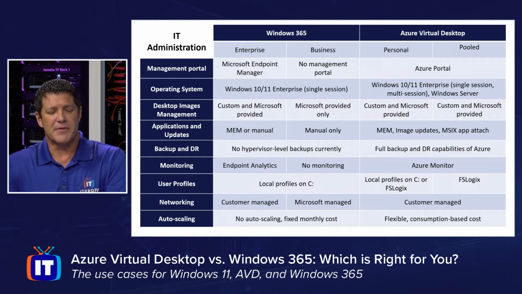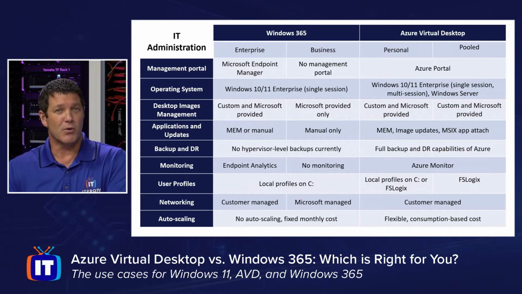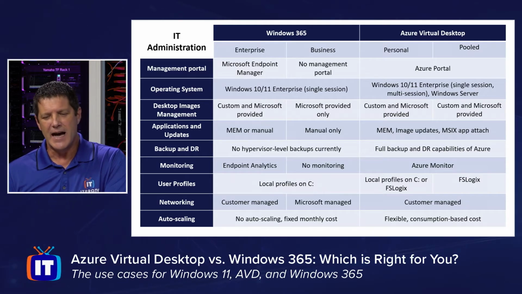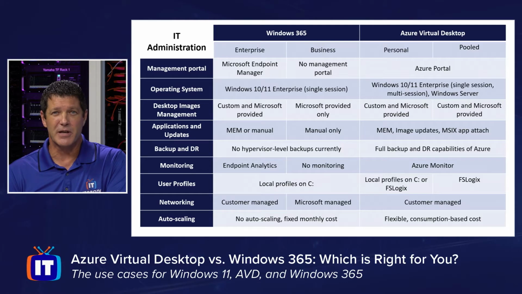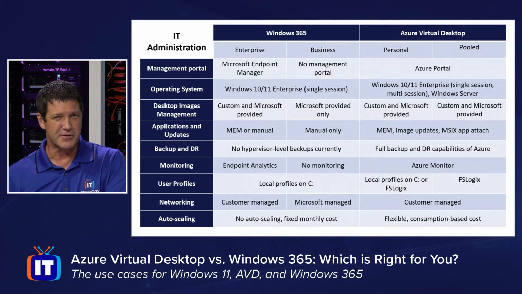Applications and updates will be handled through Microsoft Endpoint Manager, or you can do it manually as far as Enterprise goes for Windows 365. For Business, it's manual only, so you can do it through your Windows Update client. With Azure Virtual Desktop, we can use Microsoft Endpoint Manager. We can also use images, right? We can just roll out new images if we choose to go that route. We update the image, and then we roll out a new image to the session host.